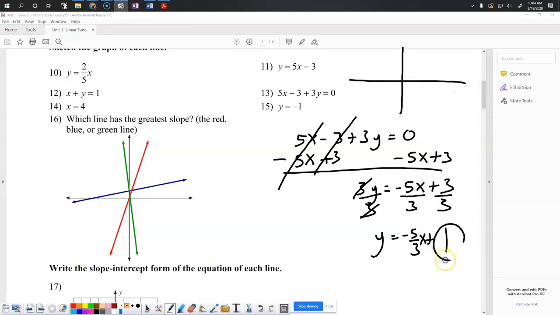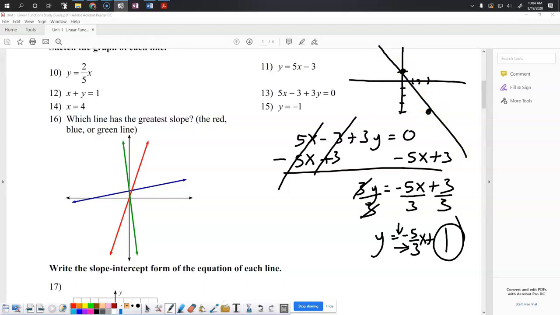My y-intercept is 1. My rise is a negative, so that means I'm actually going to go down 5, right 3. So down 5, right 3 from my y-intercept. And there it is.